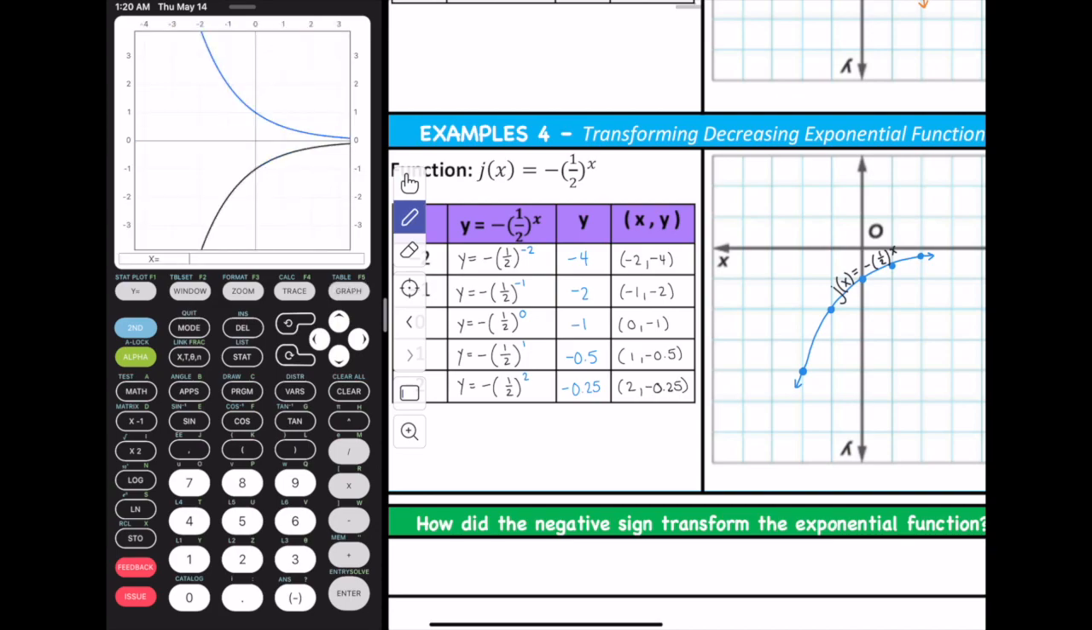And when we look at this graph here, the exact same thing happens. Example 4, so when we put the negative sign in front of the function, makes it a mirror image of example 2, which was 1/2 to the x power. If we were to fold this in half at the x-axis, the functions are mirror images of each other, reflections of each other over the x-axis.